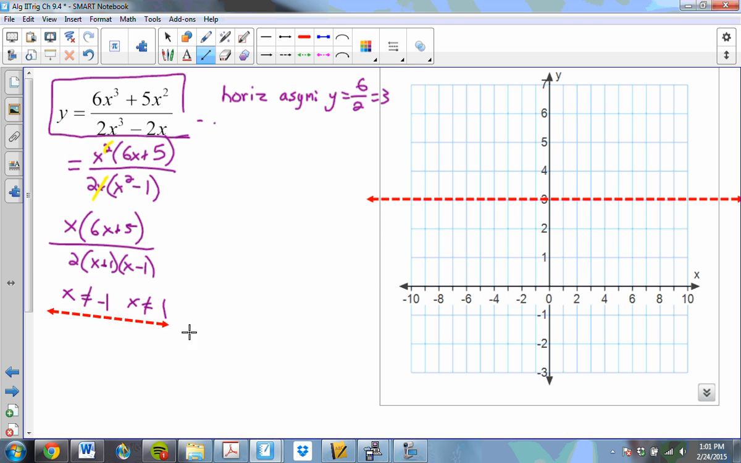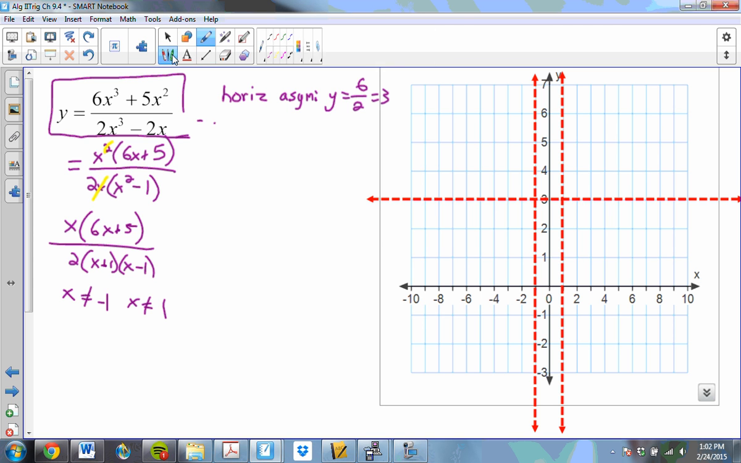I have these things here telling me that x cannot be 1 and negative 1. And those are two more asymptotes. I have a vertical asymptote at 1 and a vertical asymptote at negative 1. And my graph is going to be kind of framed by those three lines, which kind of makes 6 different sections.